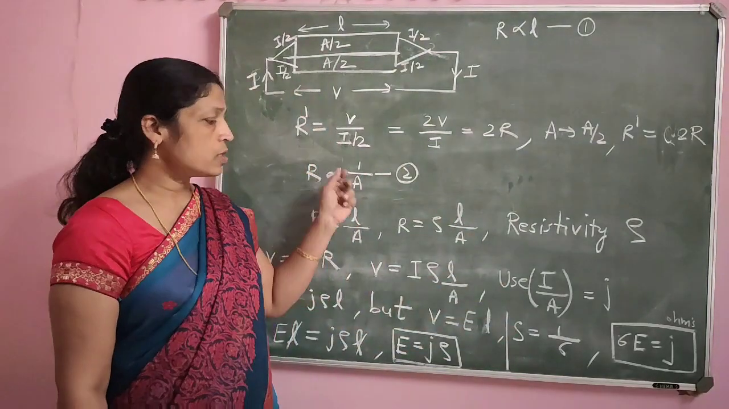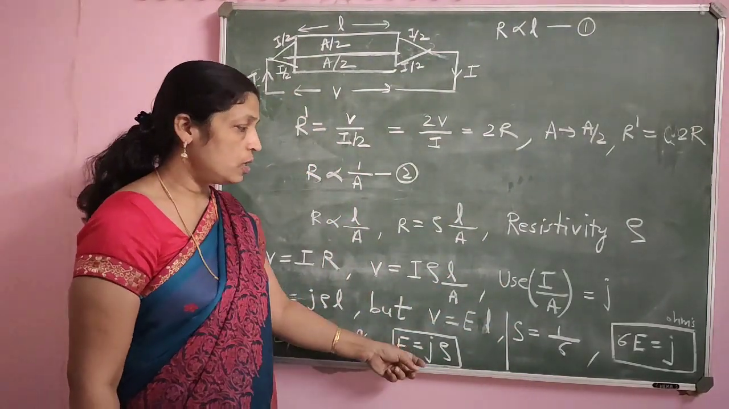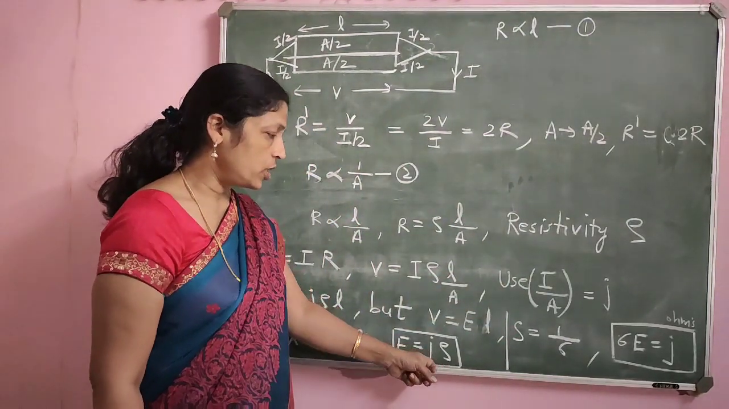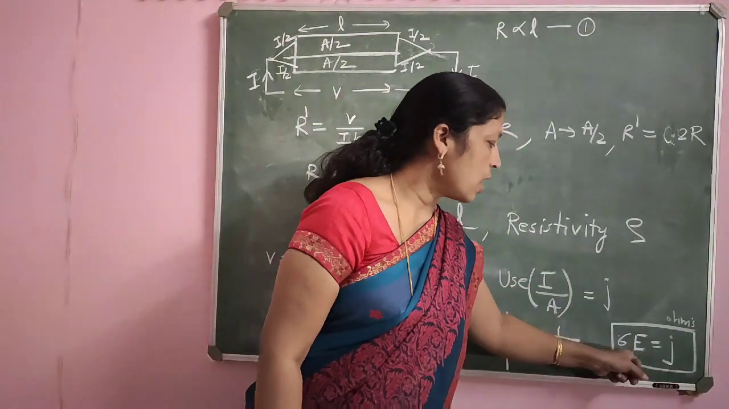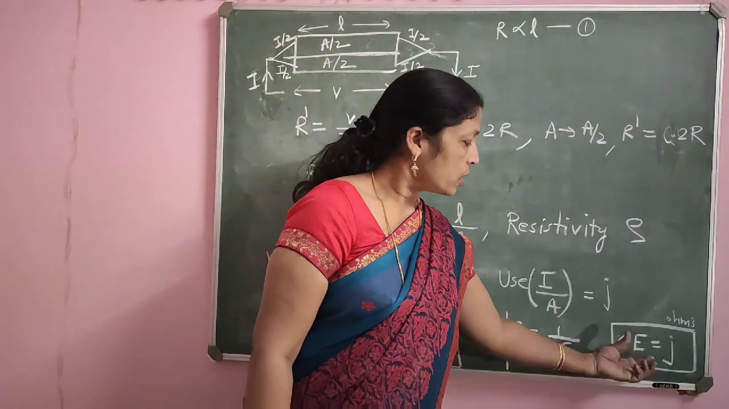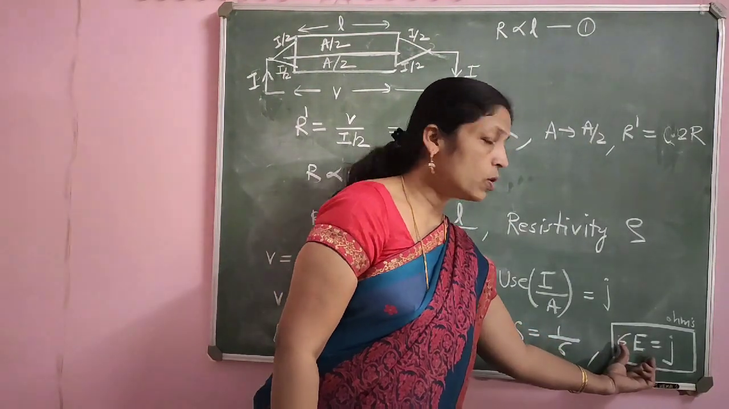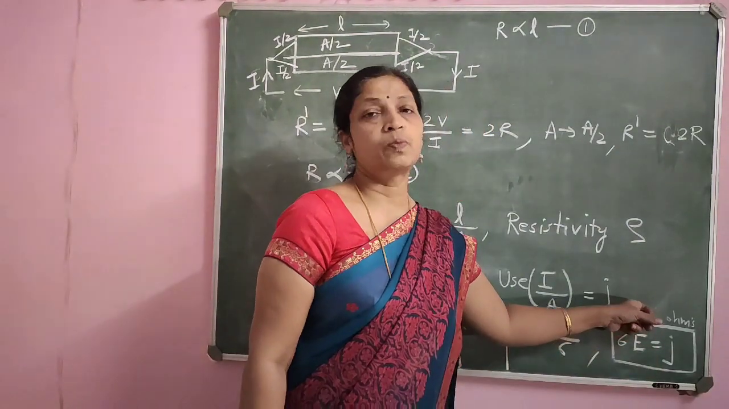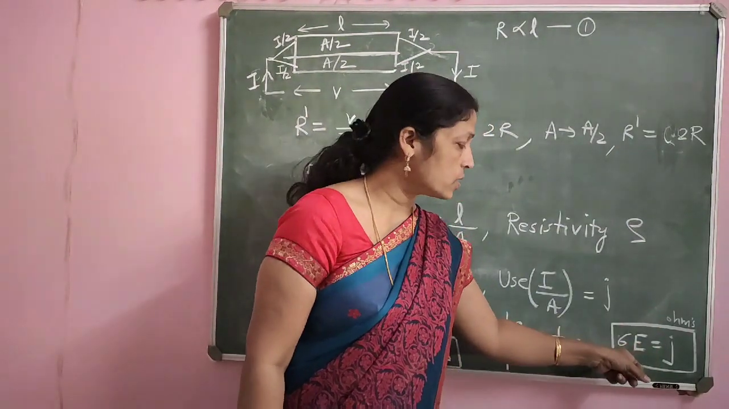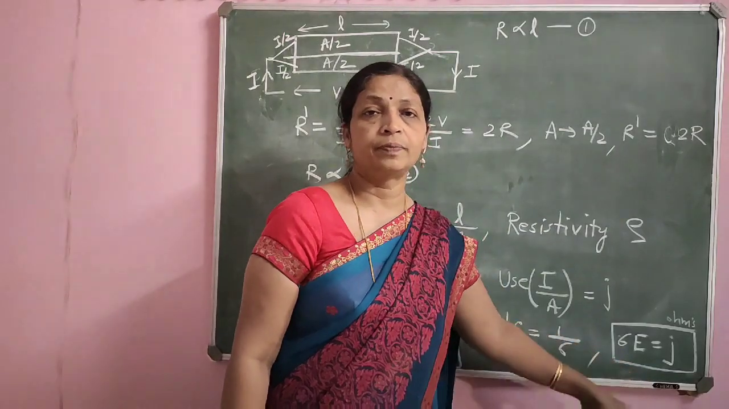Note down the relation between E and J, and we have to write a relation between J and conductivity. This formula, J equal to sigma E, is equivalent to Ohm's formula, which is given as V equal to IR.